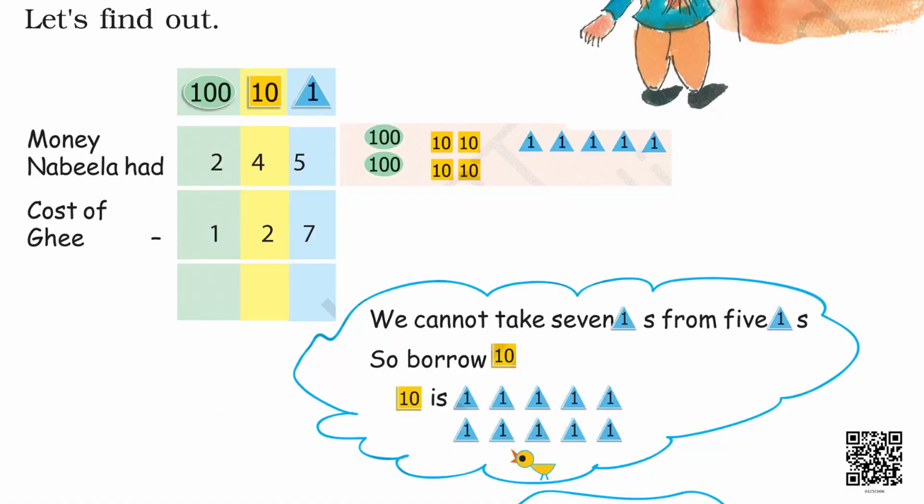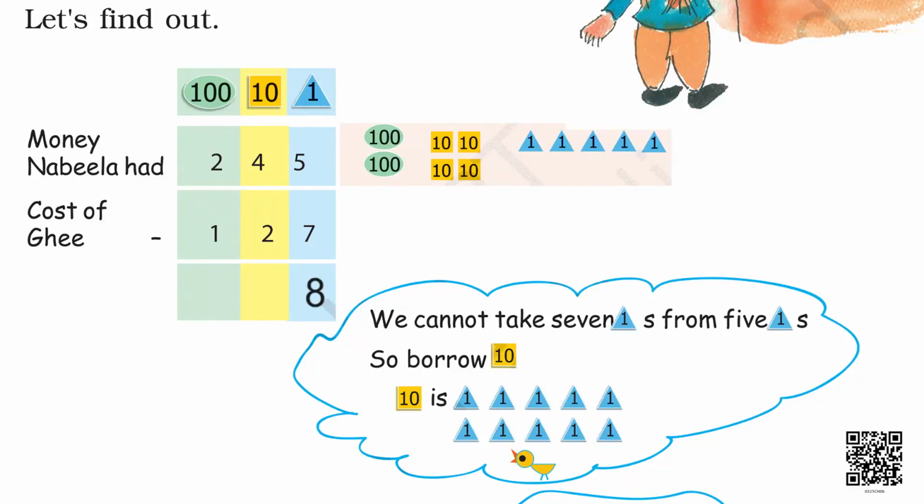Let us find out. So we know that Nabila's mother gave her rupees 245 and then she purchased ghee for rupees 127. So if we subtract 127 from the total amount, rupees 245, we will get the remaining amount. So students, now we will subtract 7 from 5, but this is not possible. So we will take 1 from the neighboring digit, that is 4, and 4 will become 3 and 5 will become 15. Now we will subtract 7 from 15, which will give us 8.